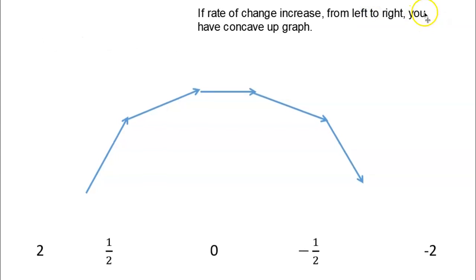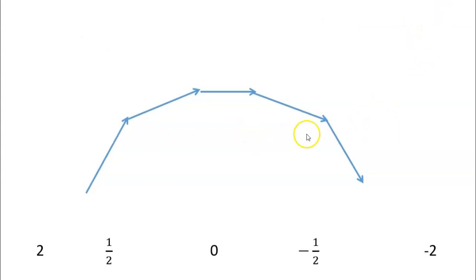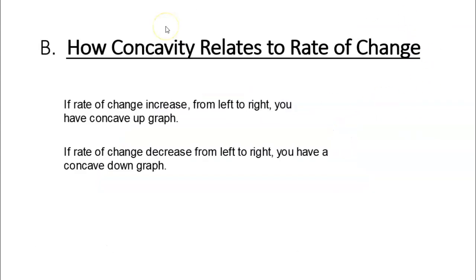Slide here. Right. So I'd like you guys to go ahead and record those two little notes there on this slide where it says, how does concavity relate to rate of change? And we can have that summary right there. So increasing rates of change results in concave up. Decreasing rates of change result in concave down. Okay?